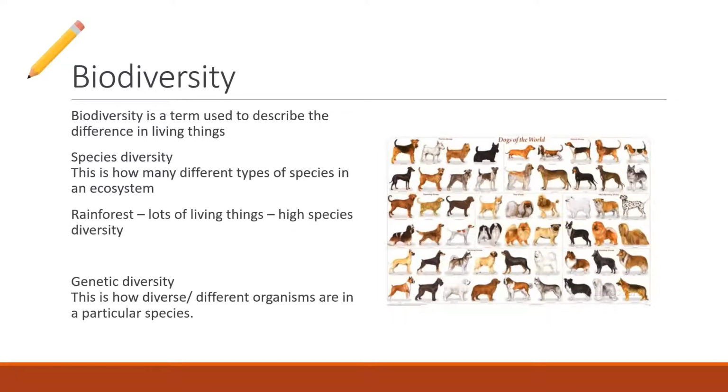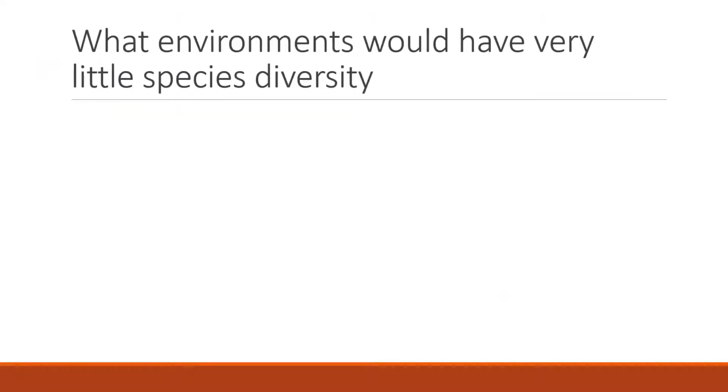Okay, so let's keep moving then. This is general biodiversity, differences between living things. So now, quick question. The rainforest has lots of living things, so it has a high diversity. Can I get someone in chat to suggest what environments, I want to see at least 5 different answers maybe, and then I'll move on. What environments would have very little species diversity?